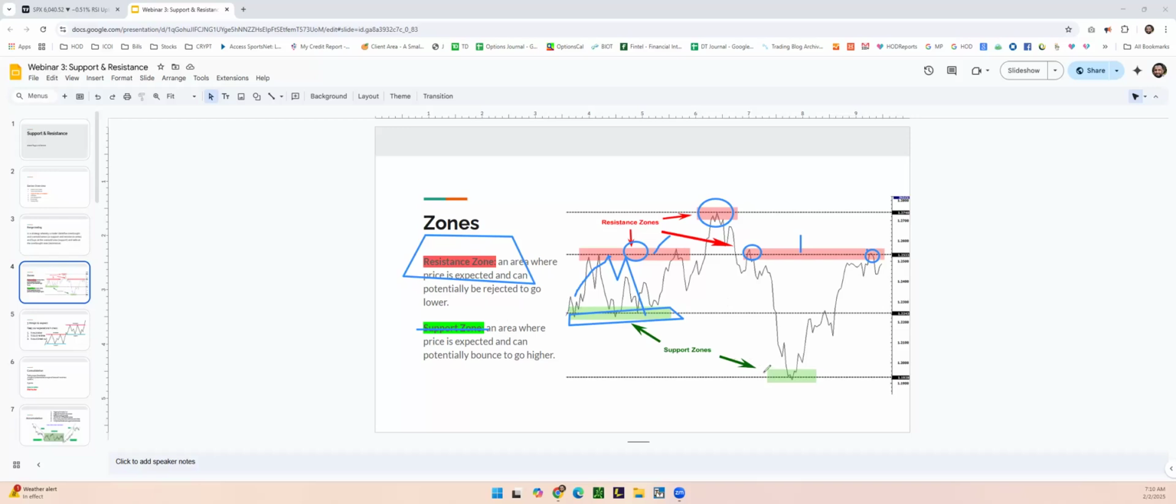And support zones is where institutions get in as well. It's an area where a lot of buying happens and it can go across as far as time frame goes, across many years, across days. And for day traders, they can go across minutes or hours. So yeah, that's a quick example of how these support zones work.